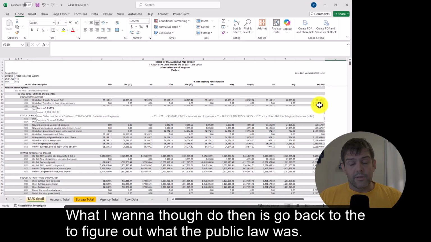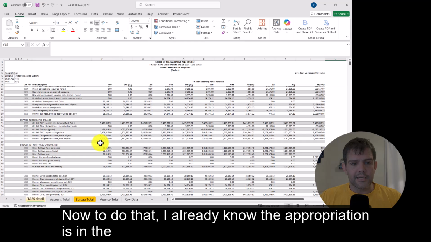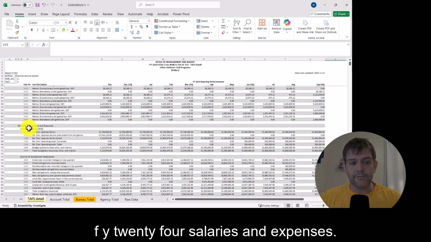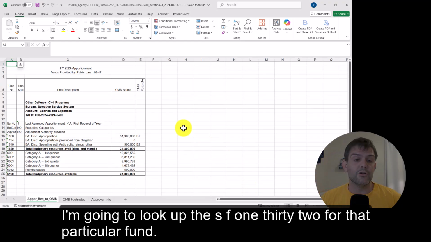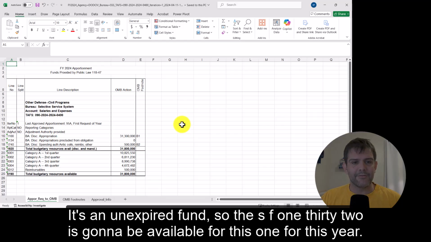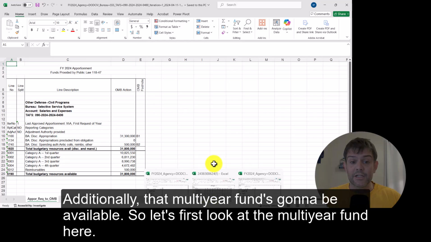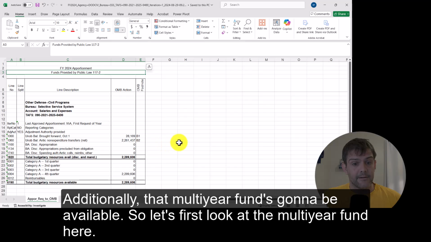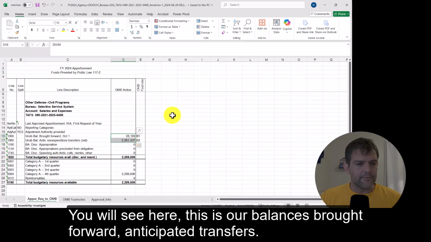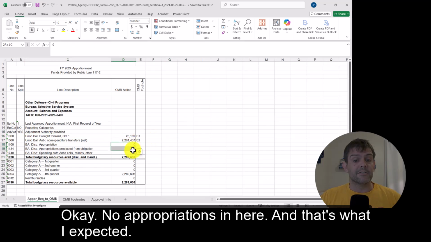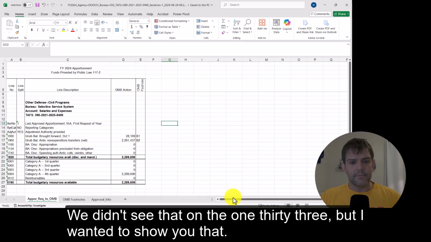What I want to do then is go back to figure out what the public law was. Now to do that, I already know the appropriation is in the FY24 salaries and expenses. I'm going to look up the SF-132 for that particular fund. It's an unexpired fund, so the SF-132 is going to be available for this one for this year. Additionally, that multi-year fund is going to be available. So let's first look at the multi-year fund here. You'll see here, this is our balances brought forward, anticipated transfers. Okay, no appropriations in here. And that's what I expected. Well, you didn't see that on the 133, but I wanted to show you that.